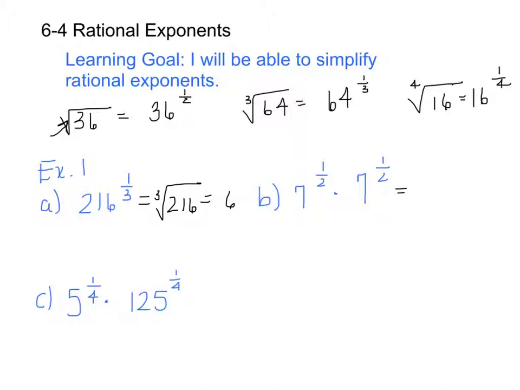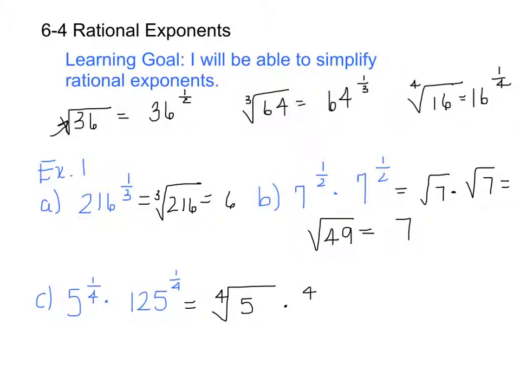Here, I'm going to convert these to a radical. And as long as they have the same root, you can multiply them together, which will give us 7 again. Same kind of principle with example C. Anytime they have the same root, you can multiply them together. And if they're nice, it'll be a nice number, or if not, you'll have to simplify it.